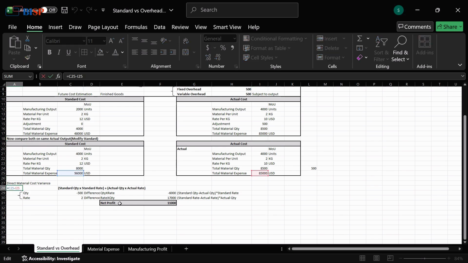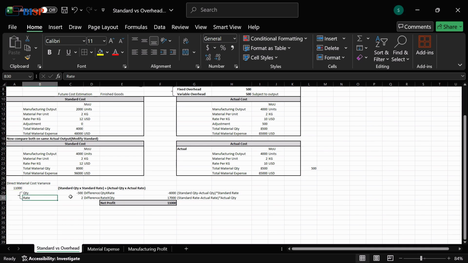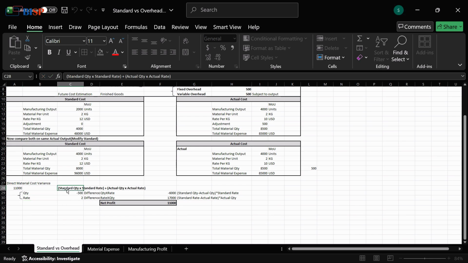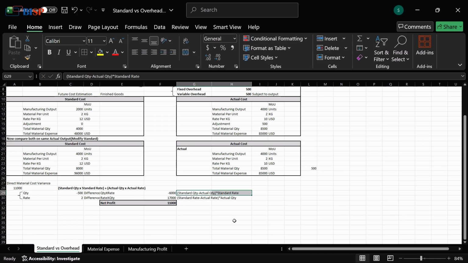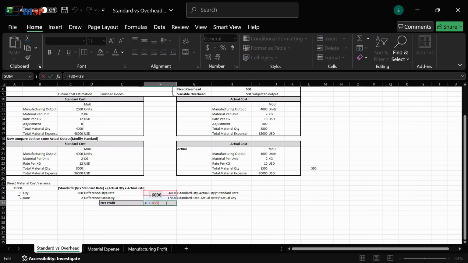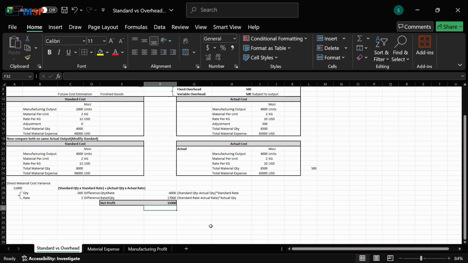This variance can be further analyzed into two categories: quantity variance and rate variance. Quantity variance measures the impact caused by change in material consumption quantity. Rate variance measures the impact caused by change in material rate. So we can calculate the direct material cost variance with the formula: standard quantity minus actual quantity multiplied by standard rate, minus actual rate multiplied by actual quantity. This helps the finance and manufacturing teams identify whether the cost difference happened because of inefficient consumption or because of pricing changes. In this tutorial, we will implement this entire logic inside planning.